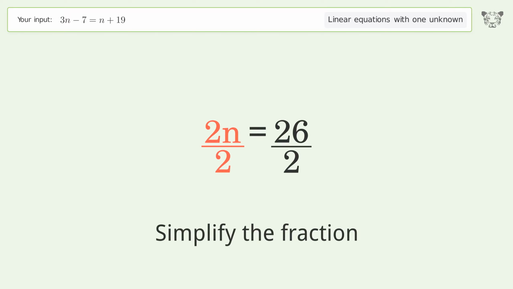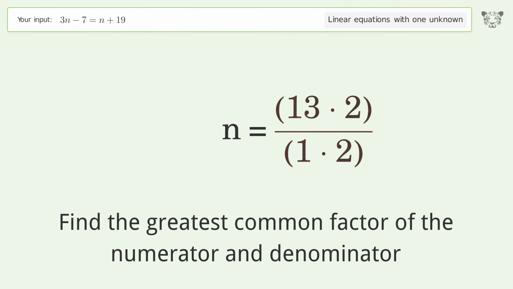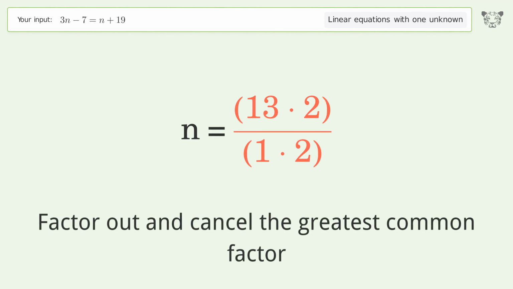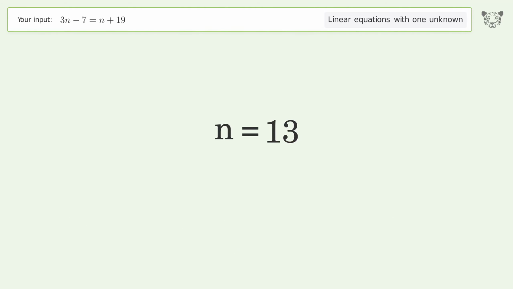Simplify the fraction. Find the greatest common factor of the numerator and denominator. Factor out and cancel the greatest common factor. And so the final result is n equals 13.